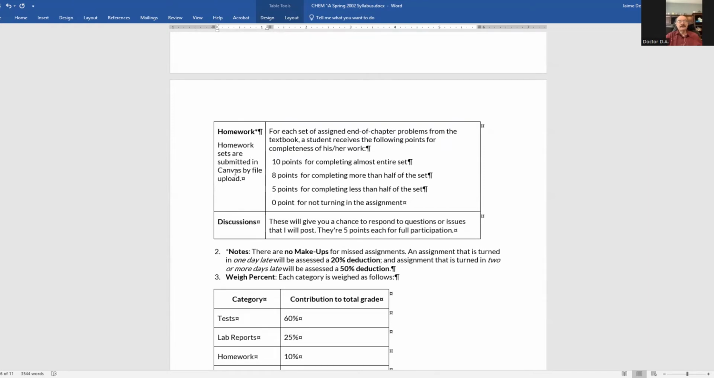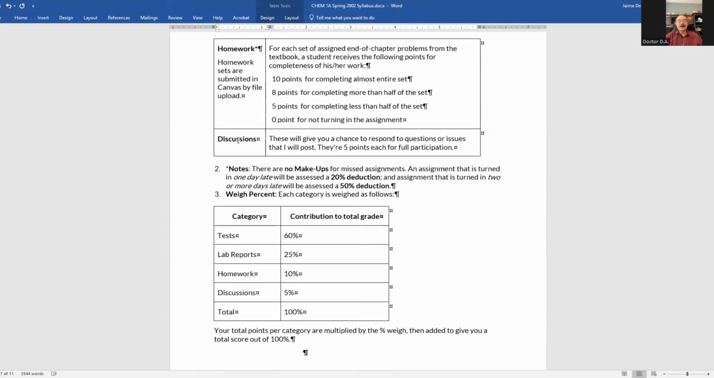Homework is all done in Canvas by file uploads. Notice the instructions here, and be mindful that depending on which edition of the textbook you have, your actual question numbers, in other words, the problems at the end of the chapters, might be a little different. So make sure that you are answering the questions assigned per the edition of your textbook. And we're going to have some opportunity for some discussions.